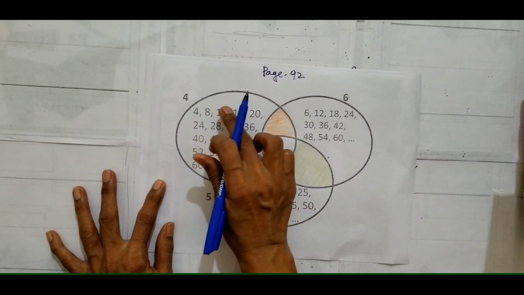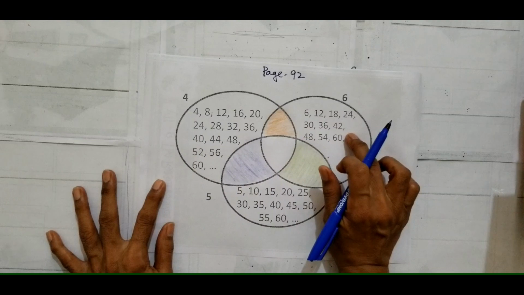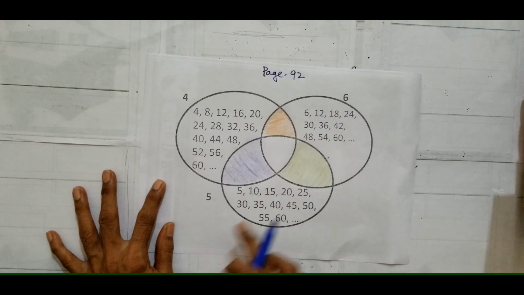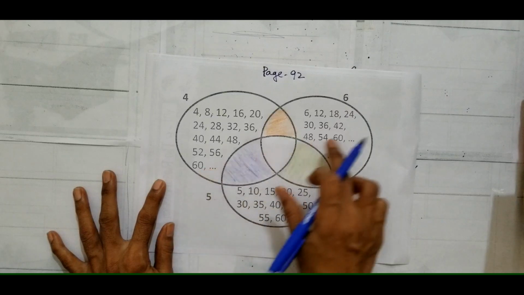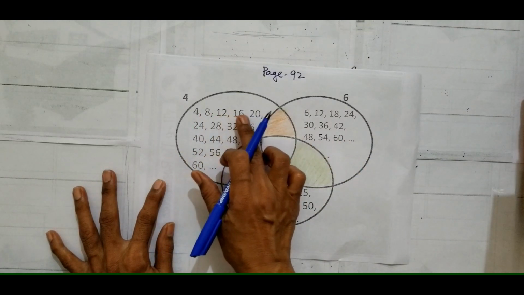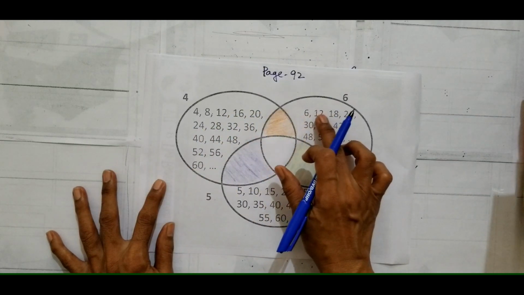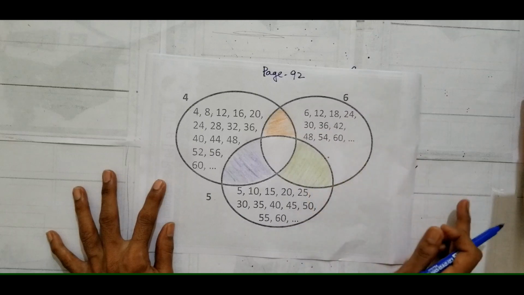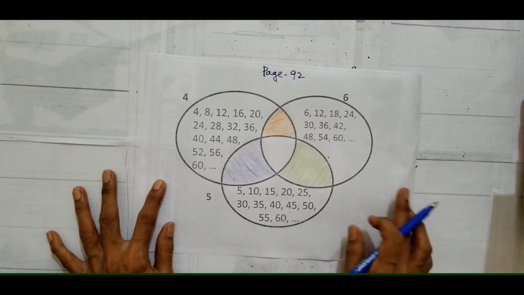I have written the multiples of 4 here, that is the table of 4, multiples of 6 here, table of 6, and multiples of 5, that is table of 5 here till 60. Multiples of 4: 4, 8, 12, 16, 20, 24 till 60. Multiples of 6: 6, 12, 18, 24, 30 till 60. And multiples of 5: 5, 10, 15, 20, 25 till 60.